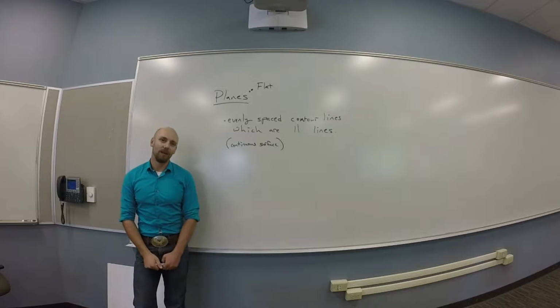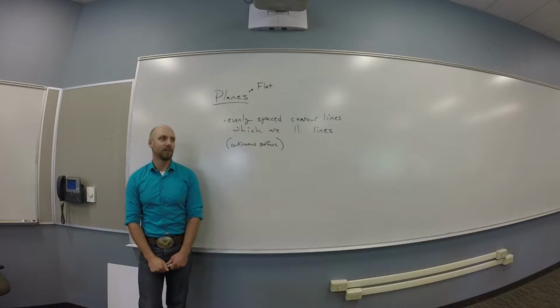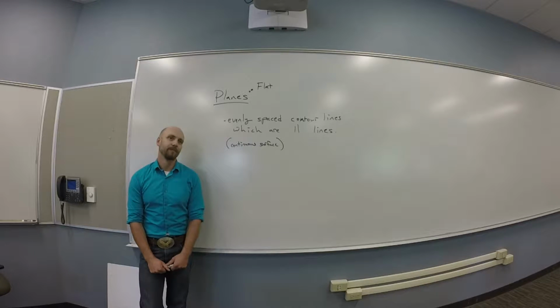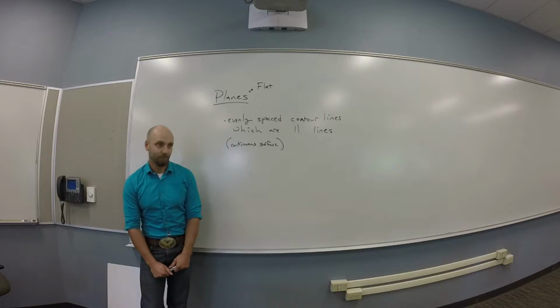You could make some kind of pathological object that had evenly spaced contour lines, which are parallel lines, but it's just made out of steps, right? So it needs to actually be a continuous surface or a continuous function of two variables. You guys see that? Okay. So pathological examples aside, I think this is enough.